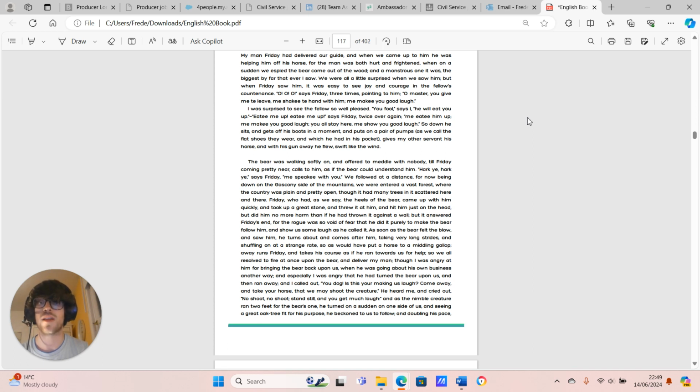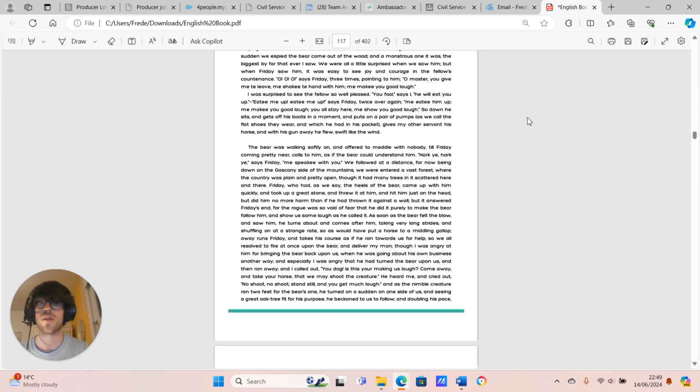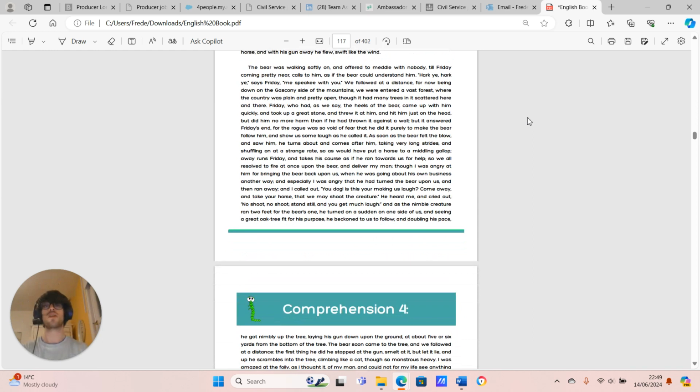So down he sits and gets off his boots in a moment, and puts on a pair of pumps, as we call the flat shoes they wear, and which he had in his pocket, gives my other servant his horse, and with his gun away he flew, swift like the wind. The bear was walking softly on, and offered to meddle, to interfere, with nobody, not interested in anyone else, minding his own business, till Friday, coming pretty near, calls to him, as if the bear could understand him. Hark ye, says Friday, me speaky with you.